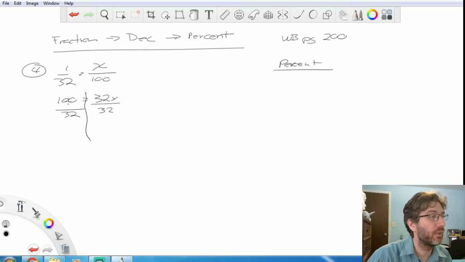Here we got, what am I doing here? We got 100 divided by 32. Again, you can reduce that. Well, here, this is going to cancel, leave you with x. This gives you 100 over 32.